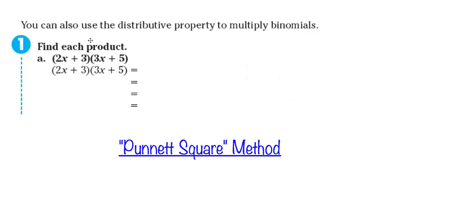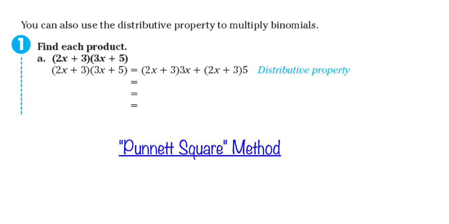You can also use the distributive property to multiply binomials, and this is the keyword, distributive property. Using the distributive property, we can multiply our binomials, 2x plus 3 times 3x plus 5. Let's copy the problem down, 2x plus 3 times 3x plus 5, all of course in quantity. The first thing we need to do is distribute the 3x to 2x plus 3 and distribute 5 to 2x plus 3.